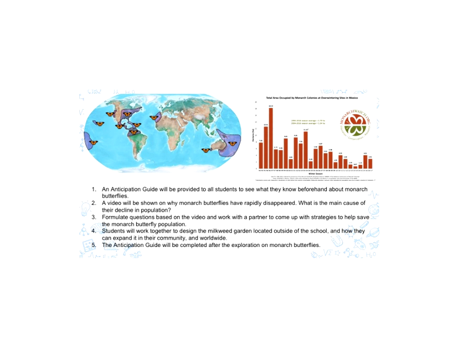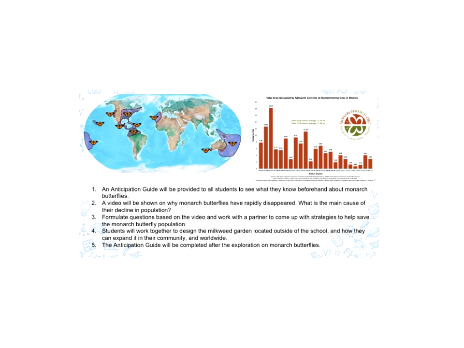For the start of this, students will be given an anticipation guide that will help them see what they know beforehand about monarch butterflies, and then they will move on to a video that will be shown why they're rapidly disappearing and then the main cause of their decline in population. They'll be able to formulate questions based on the video they watched and work with a partner to come up with strategies to help save the population.